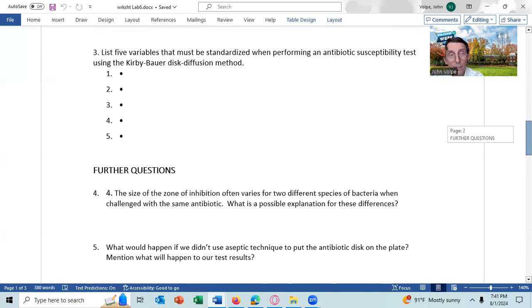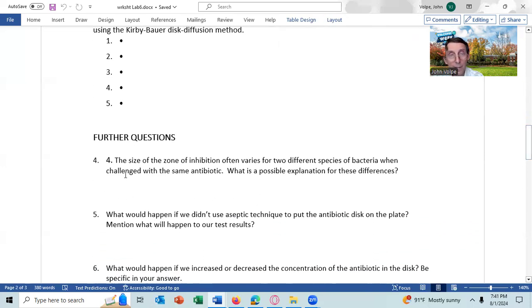And then 4, don't ask me why I have that twice. The size of the zone of inhibition often varies for 2 different species of bacteria when challenged with the same antibiotic. What is a possible explanation for these differences? Answer that question. And then move on to 5.